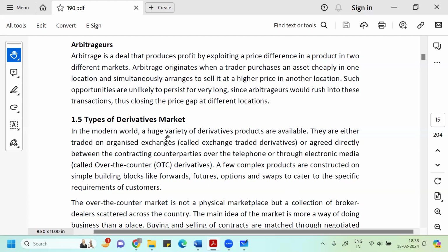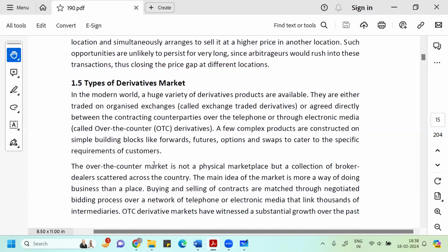So in the modern world, a huge variety of derivative products are available. They are either traded on an organized exchange, which we call exchange traded derivatives, or they are agreed directly between the contracting counterparties over telephone or through different media platforms, which we call OTC based derivative instruments. A few complex products are constructed on simple building blocks like forward, future, option, and swap to cater to the specific requirements of the customers.